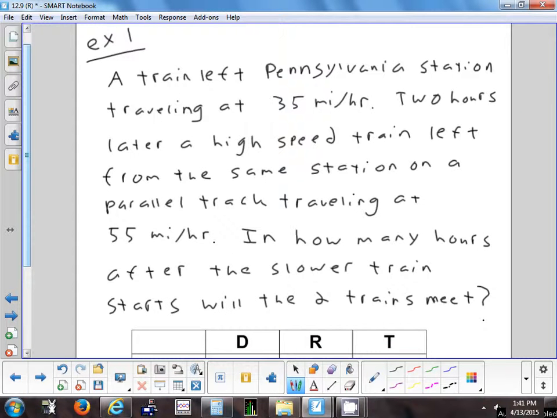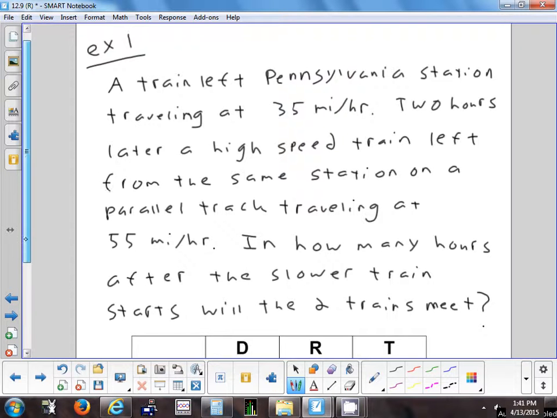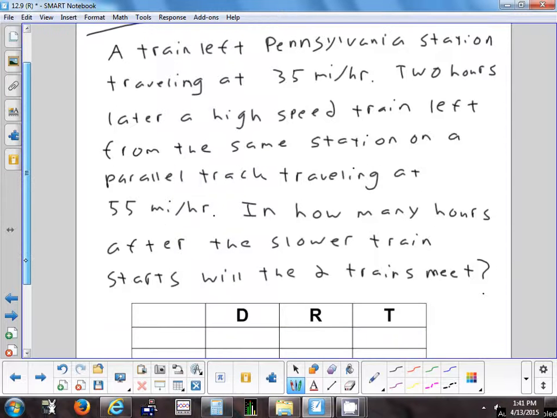So you guys should already have this written down. It's all typed out on there for you, so you don't have to copy it over. It's example one on the bottom of the first page, front side. Okay, first thing I'm going to do is I'm just going to read through it. I'm going to try to figure out what I know. I'm going to try to figure out what I don't know. Okay.